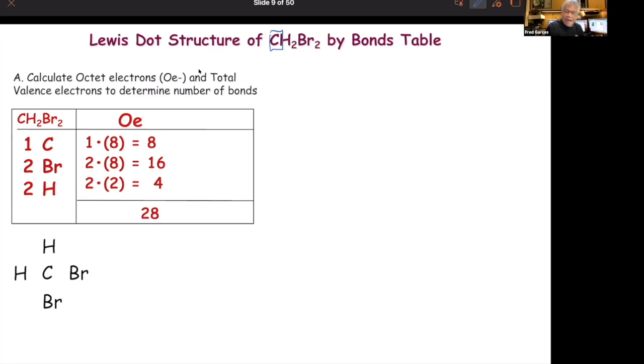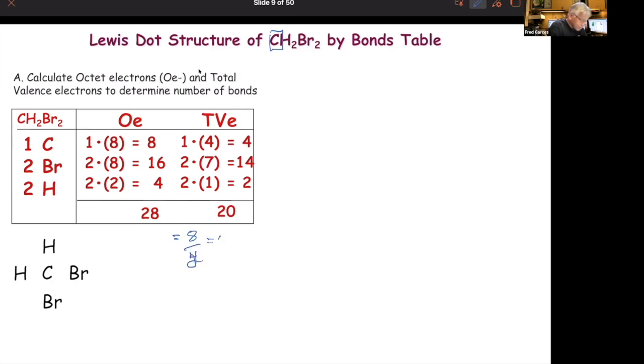If each of these atoms had the same number of electrons as a noble gas, we would need 28. But of course, we don't have 28. We have the total valence electrons. Carbon's coming in with 4. Bromine, because it's a halogen, comes in with 7 apiece, so that's 7 times 2 is 14. And hydrogen comes in with 1, but there's 2 hydrogens, that's 2. And so 28 minus 20, that's equal to 8 electrons committed to bonding, or 4 bonds. That's easy to do.